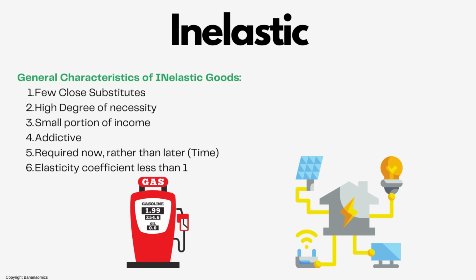Later in this video, we will talk about the elasticity coefficient, but for now, you need to know that goods with an elasticity coefficient of less than 1 are considered to be inelastic in nature. An example of an inelastic good is gasoline or insulin.